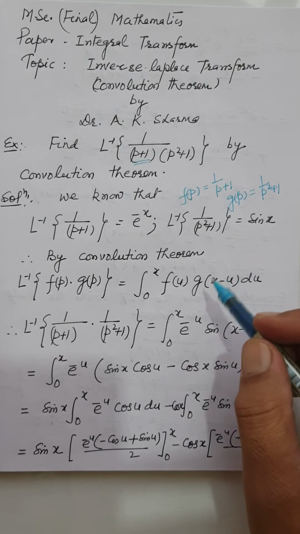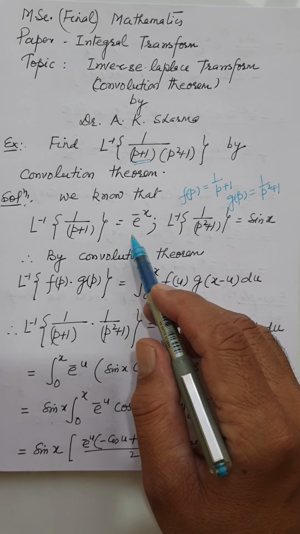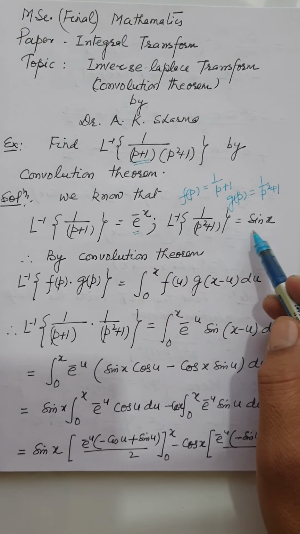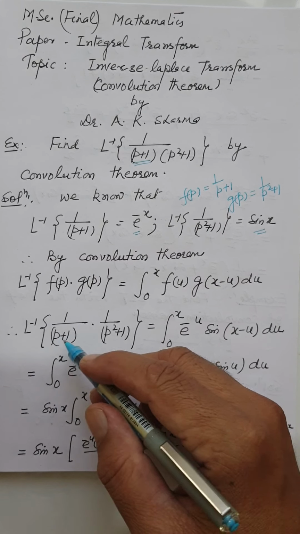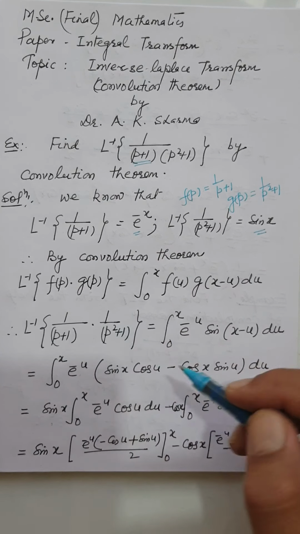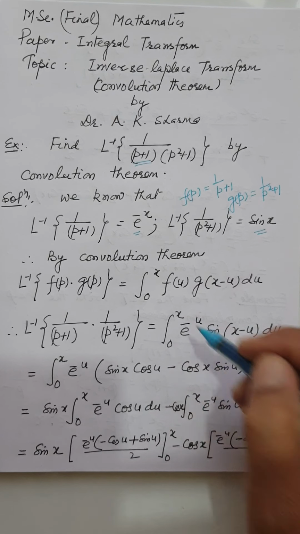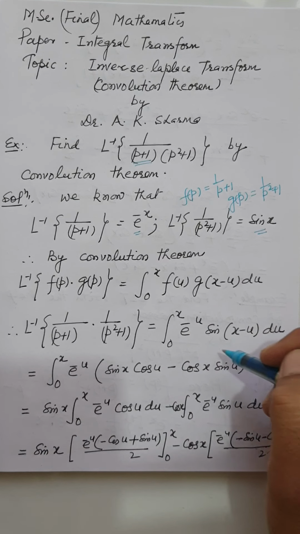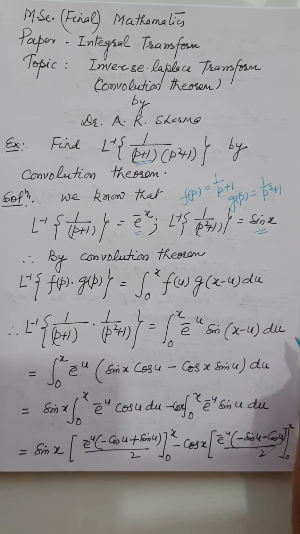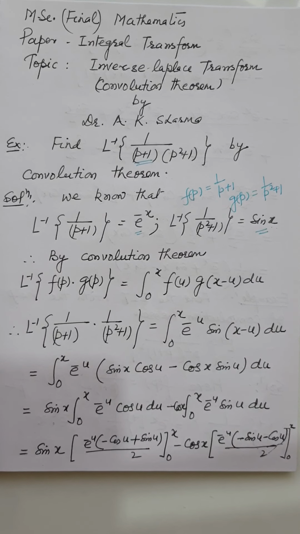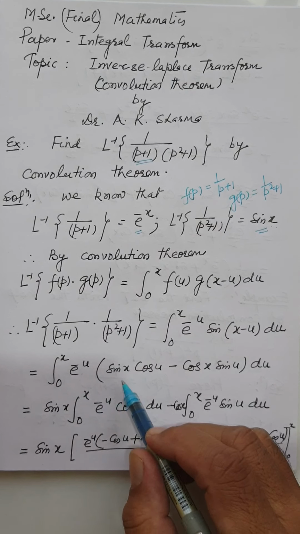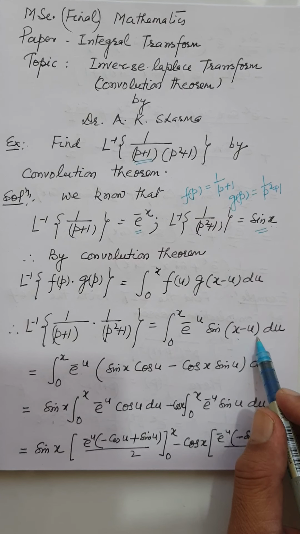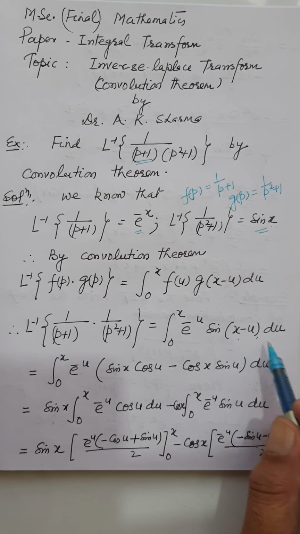Here the function f(x) is this one and g(x) is this one. Therefore, the inverse Laplace transform of the product of two functions will be equal to the integral from 0 to x of e raised to power minus u sin(x minus u) du, or the integral from 0 to x of e raised to power minus u (sin x cos u minus cos x sin u).